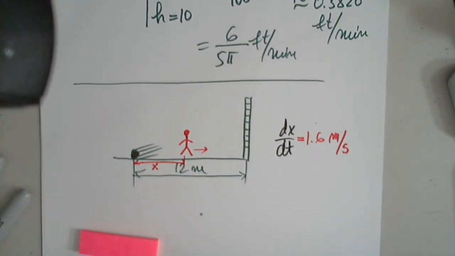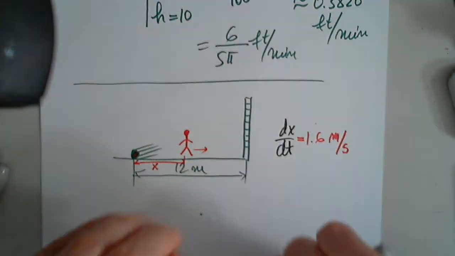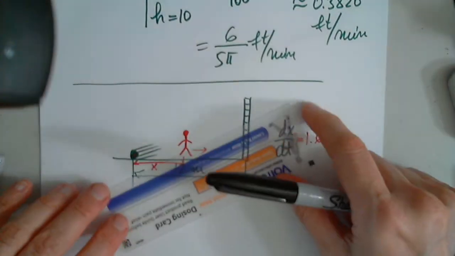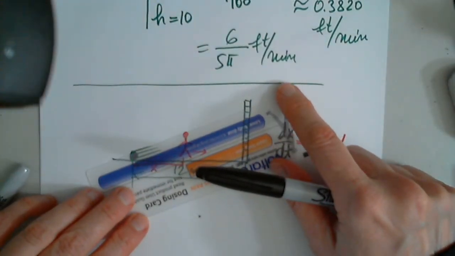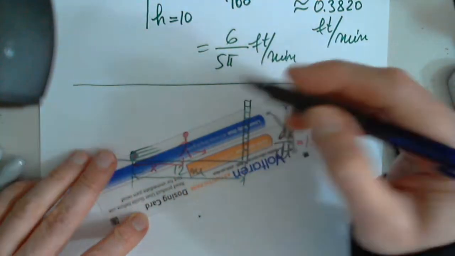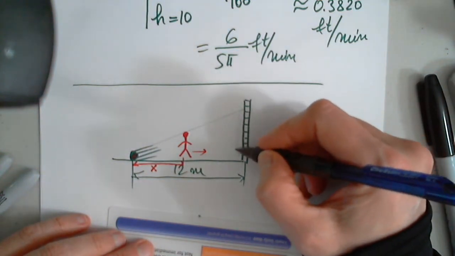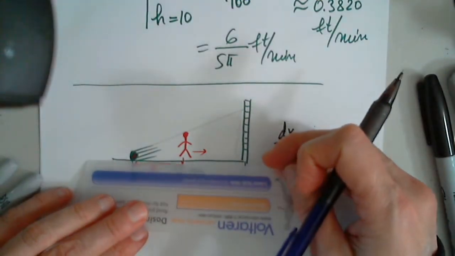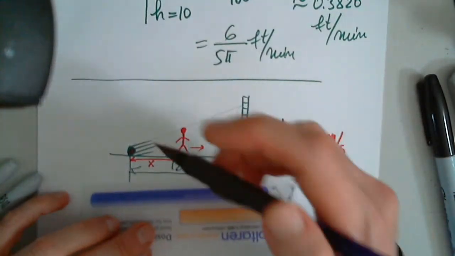It says, how fast is the length of his shadow on the building decreasing when he is 4 meters from the building? Okay, so when he is in this position, his shadow on the building is this. I'm going to erase it. That's why I'm using pencil. This one I'm not going to erase, but others I will.